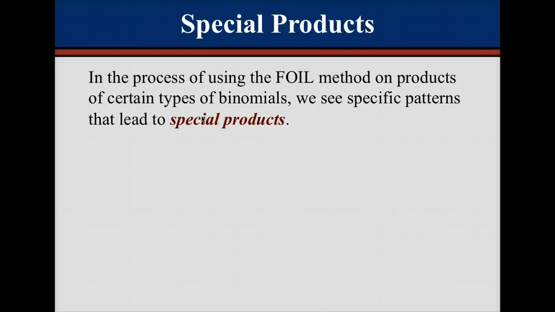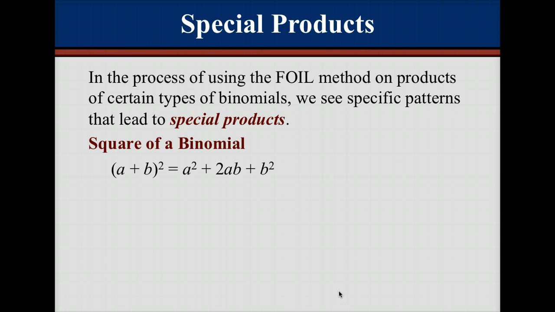Now for special products, and you can find special information on special products on page 287. In the process of using the FOIL method on products of certain types of binomials, we see specific patterns that lead to special products. The square of a binomial, for example.